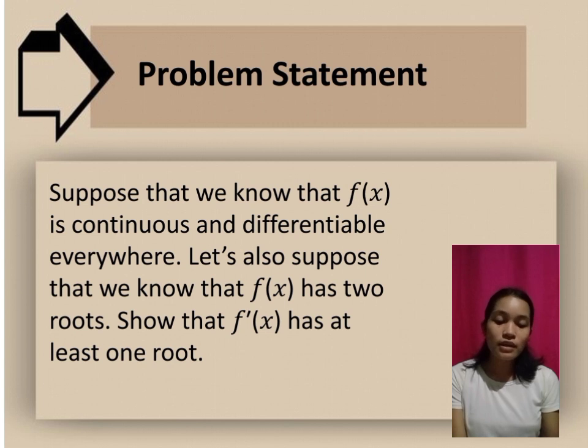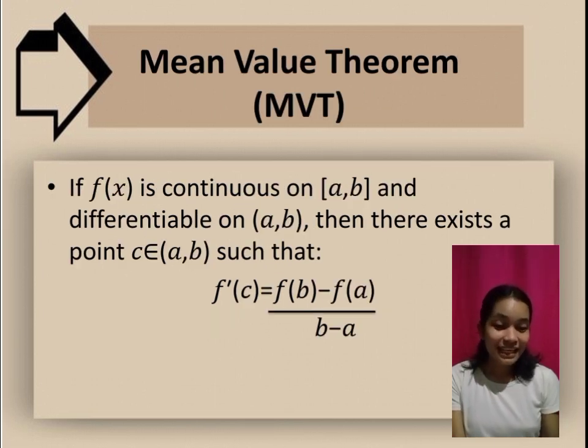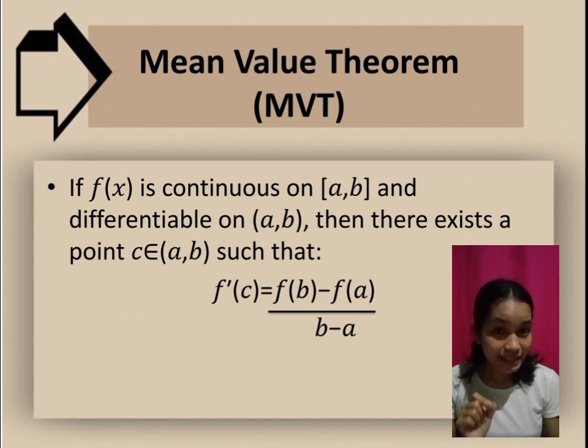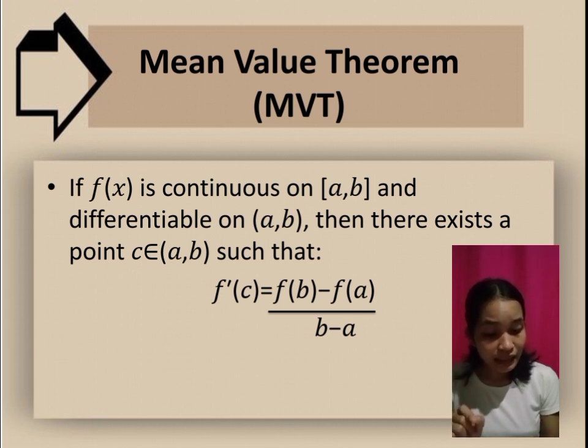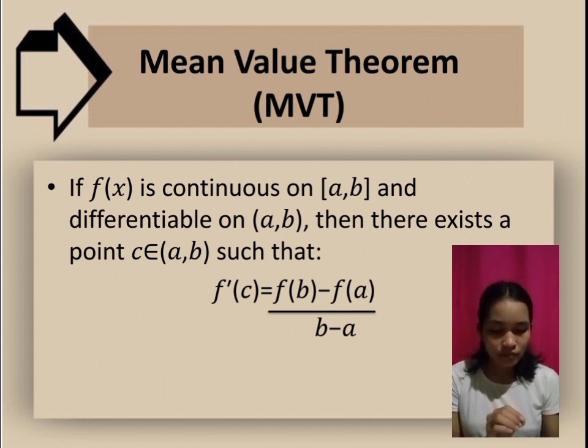Now, by assumption, we know that f(x) is continuous and differentiable everywhere. So in particular, it is continuous on the closed interval [a, b] and differentiable on the open interval (a, b). Therefore, by the mean value theorem, there is a number c that is between a and b. This isn't needed for this problem, but it's true so it should be pointed out.